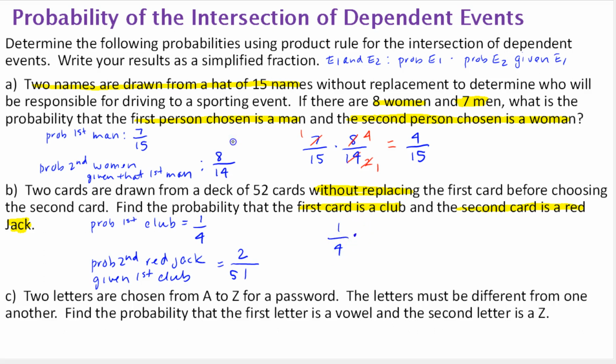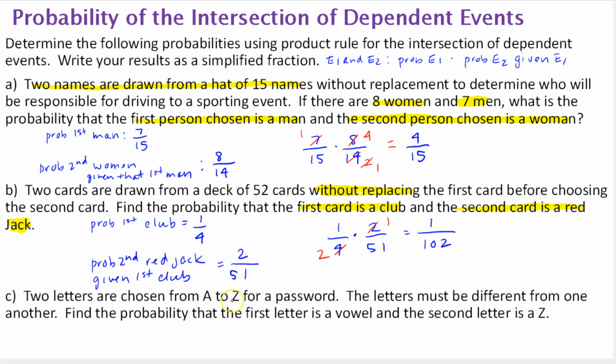And now we will find their products. So 1 out of 4 times 2 out of 51. I see a common factor of 2. And now we can just multiply straight across. And 51 times 2 is 102. So 1 out of 102. Last question.